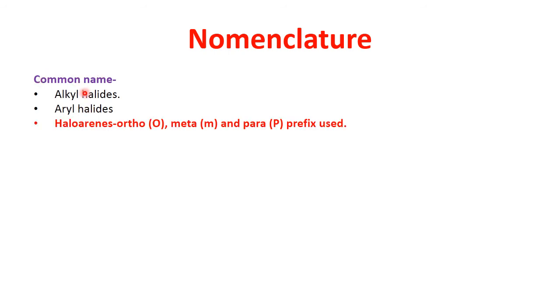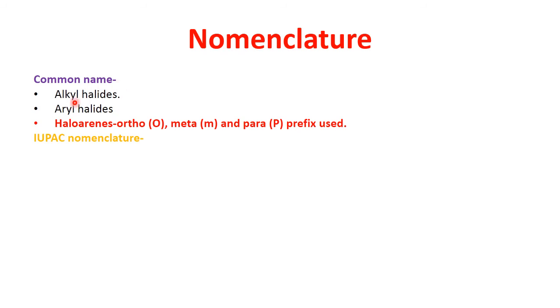The next important topic is nomenclature. It means that we are going to give some names to the halogen derivatives. The common name of a halogen derivative of an alkane is called alkyl halide, and the common name of a halogen derivative of an arene is called aryl halide. In the common name of haloarenes, we use ortho, meta and para as a prefix while writing the common name.